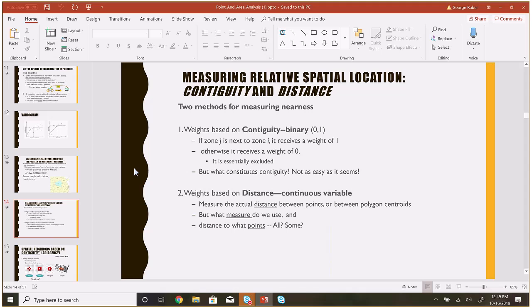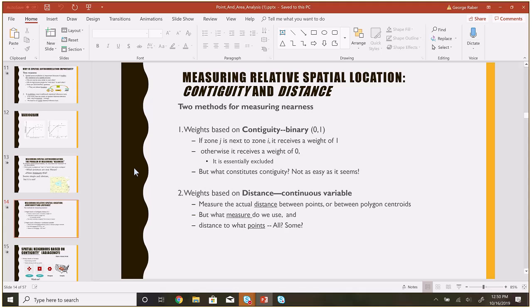So there's basically two different ways for coming up with these. So far, the examples that I've given, the measure of nearness is binary. In other words, you're either near or you're not near for measuring spatial autocorrelation purposes. So if we're going to include you on the scatter plot, you're either in or you're out. Okay? So you're touching or you're not. That's what weights based on contiguity or binary weights means.